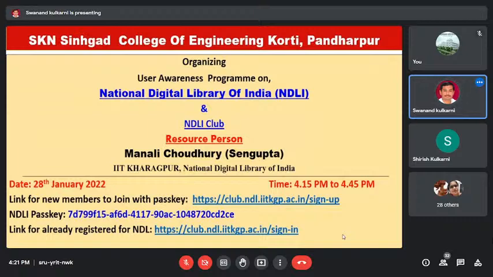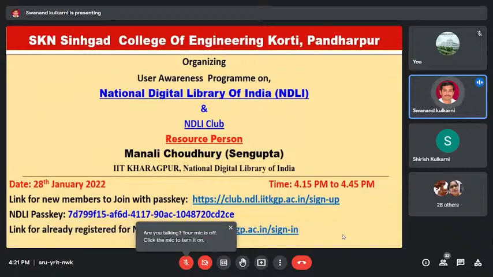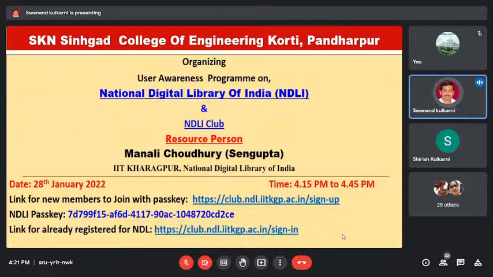So today, the NDLI Club of SKN Sinhgad College of Engineering, Korti, Pandharpur, I have taken the initiative to make awareness about the National Digital Library of India, and we have a resource person, Manali Chaudhary Madam from IIT Kharagpur. Basically, the Ministry of Human Resource Development, under its National Mission on Education through Information and Communication Technology, has entrusted IIT Kharagpur to host, coordinate and set up the National Digital Library towards building a national asset.